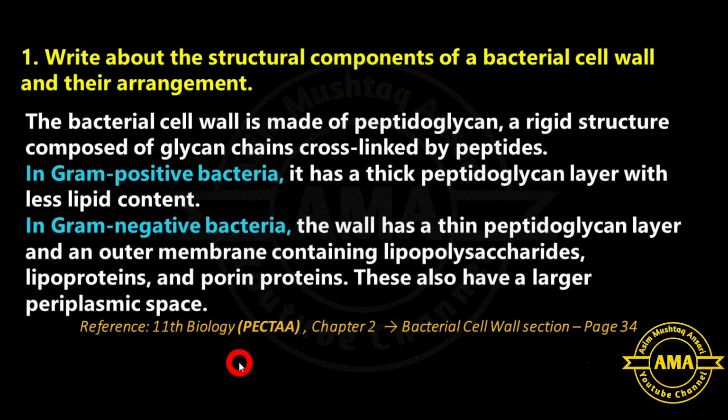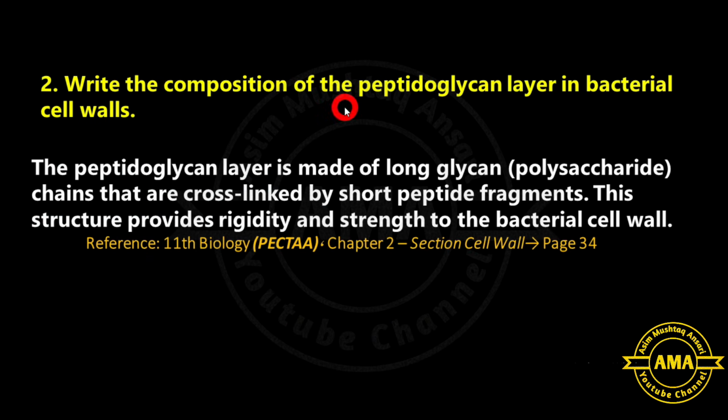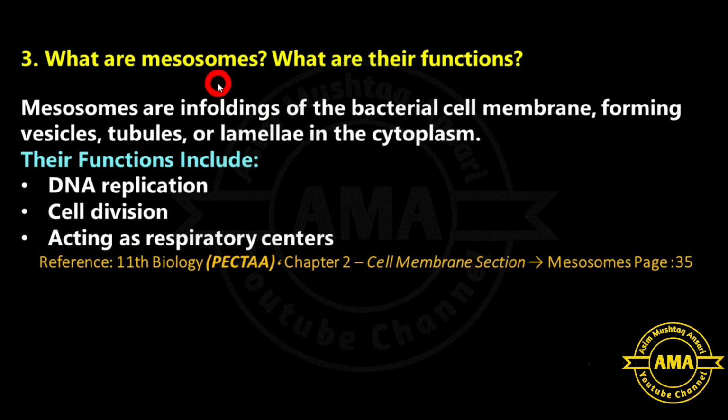Next question is: write the composition of the peptidoglycan layer in bacterial cell wall. The peptidoglycan layer is made of long glycan polysaccharide chains that are cross-linked by short peptide fragments. These structures provide rigidity and strength to the bacterial cell wall. Next question is: what are mesosomes?